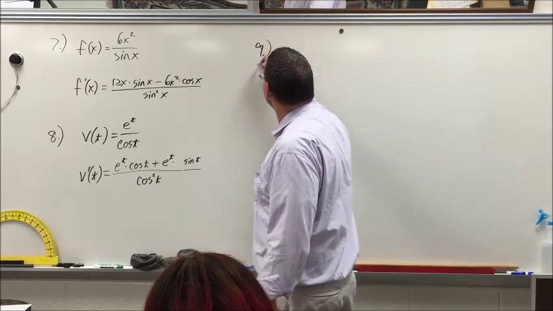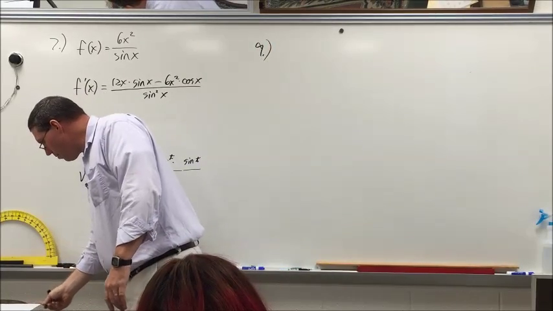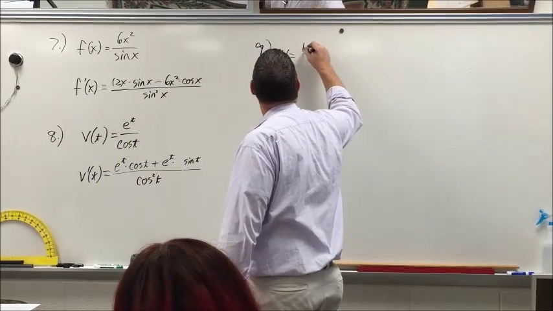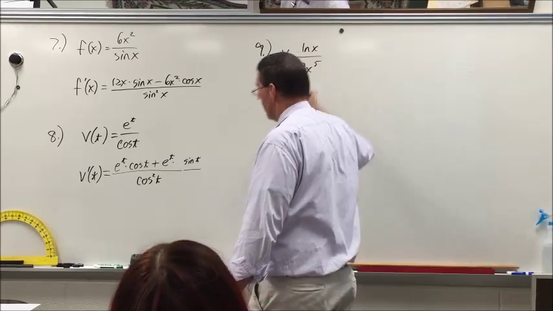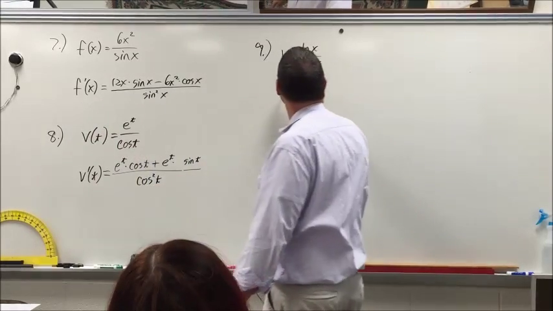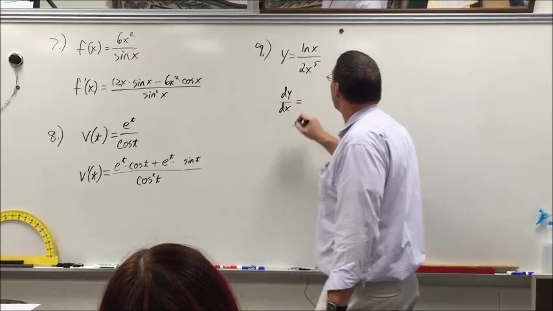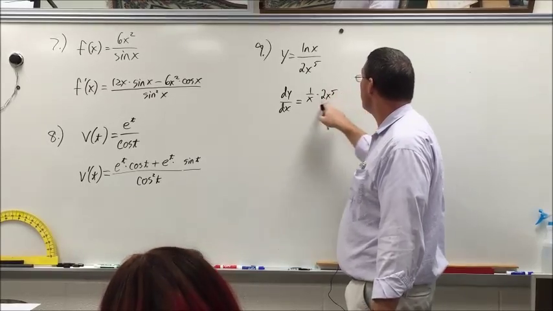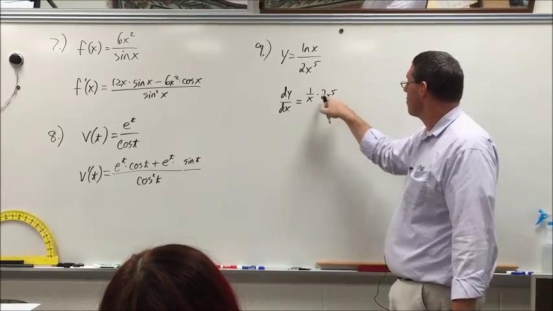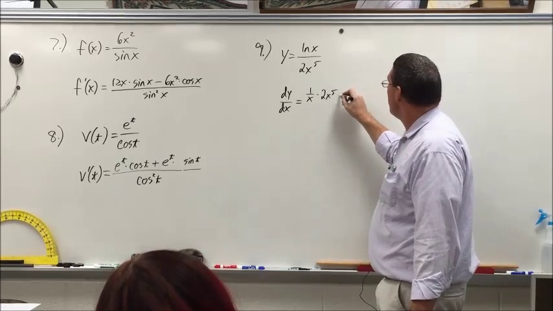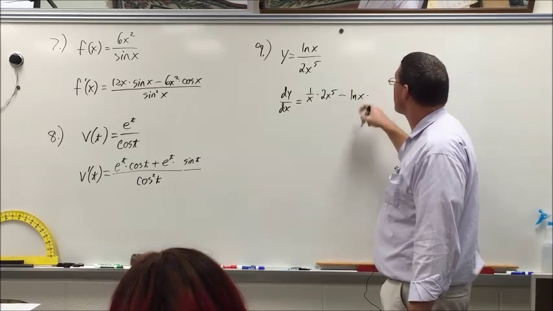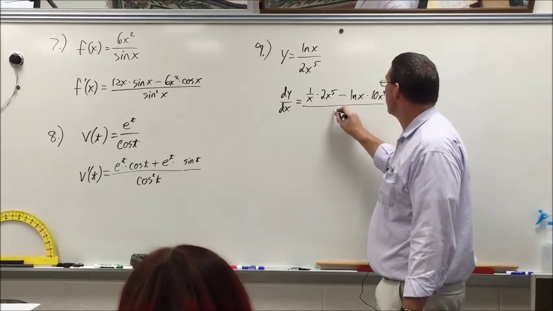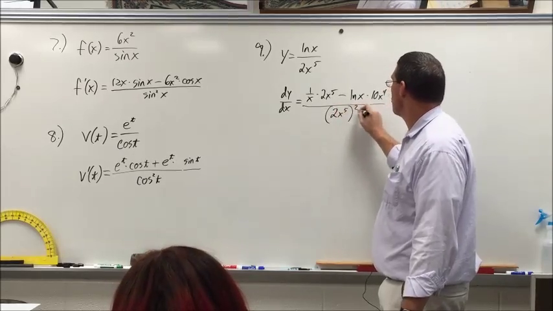All right, question number 9. Number 9 is natural log of x over 2x to the 5th. Y equals the natural log of x over 2x to the 5th. Is that correct? All right, so dy dx, the derivative, is going to be derivative of the top, 1 over x, times the bottom, 2x to the 5th, which we will deal with in just a minute. You can see something's going to cancel here, right? Minus the top, the natural log of x, times the derivative of the bottom, 10x to the 4th, all over the bottom squared, 2x to the 5th, but squared.